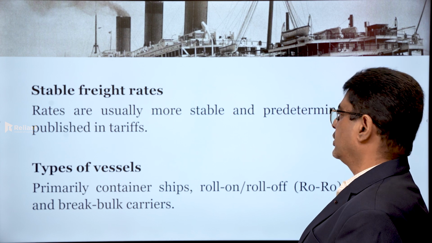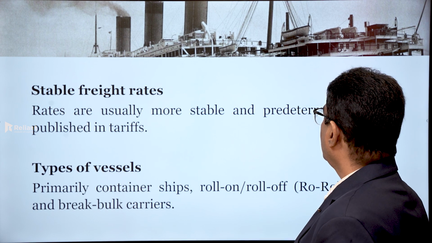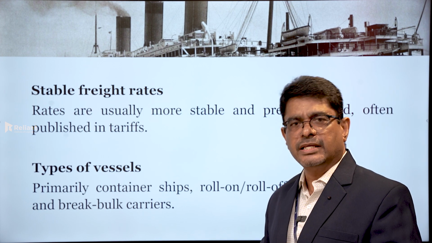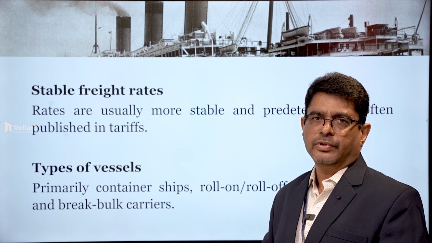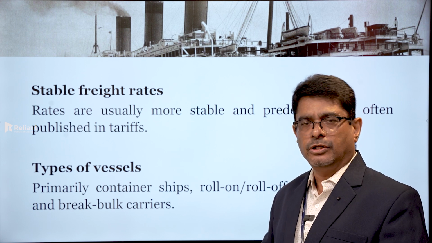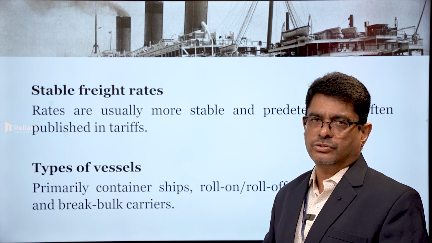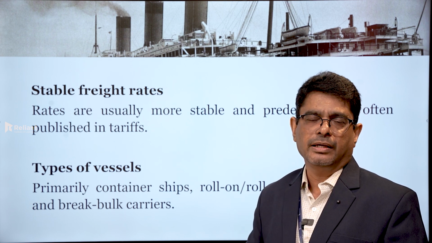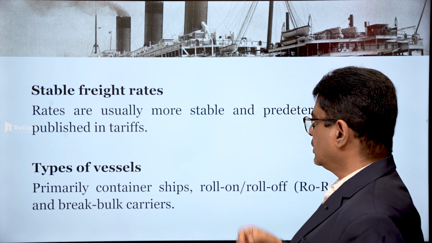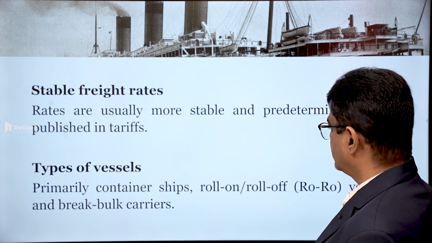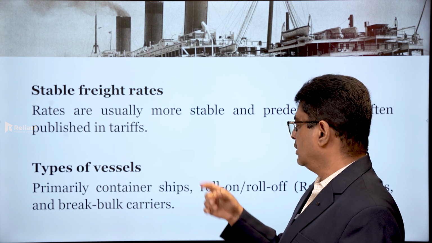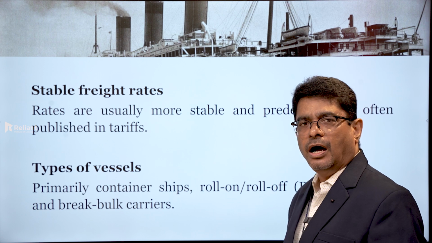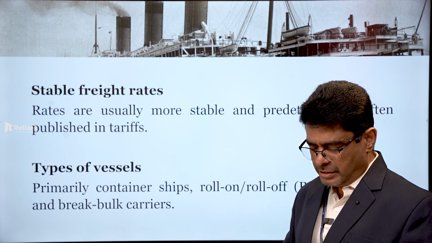Then we have a stable freight rate. Rates are usually more stable and predetermined, often published in a tariff. These rates are more or less stable and predetermined, not like tramp services where the rates fluctuate depending upon the demand and supply in the market. And what are the different types of vessels used in a liner service? Primarily, container ships, roll-on roll-off ships, and break bulk ships are generally used in liner services.